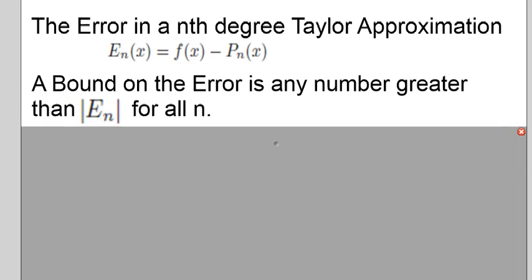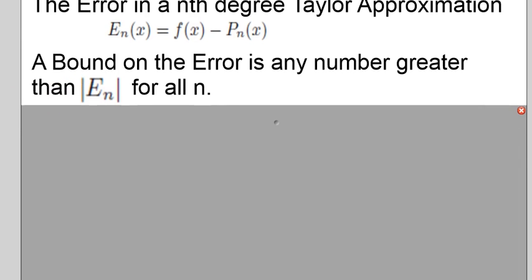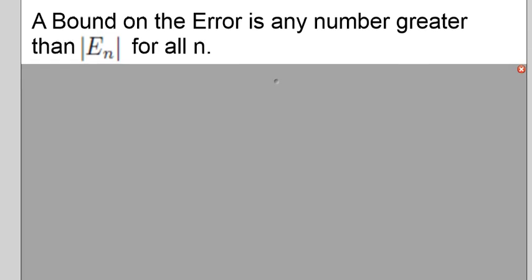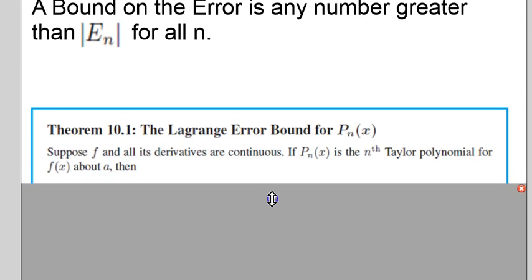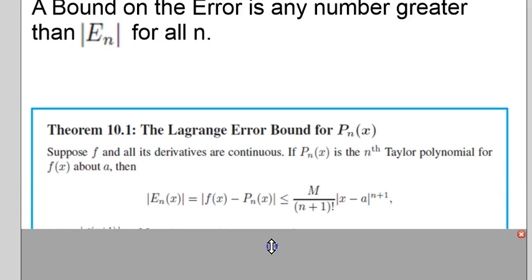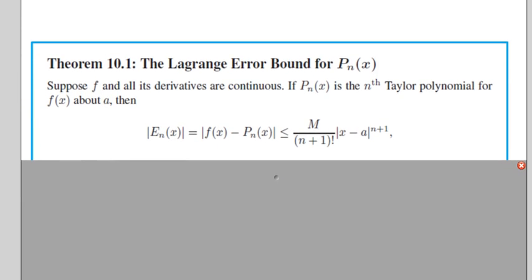And there is a mathematician who came up with a way to bound the error on a Taylor polynomial approximation. His name is Lagrange, and we call it the Lagrange error bound. It looks something like this, which basically says that to find the error bound, the error will never go above a particular value. And this particular value can be found by doing this calculation.